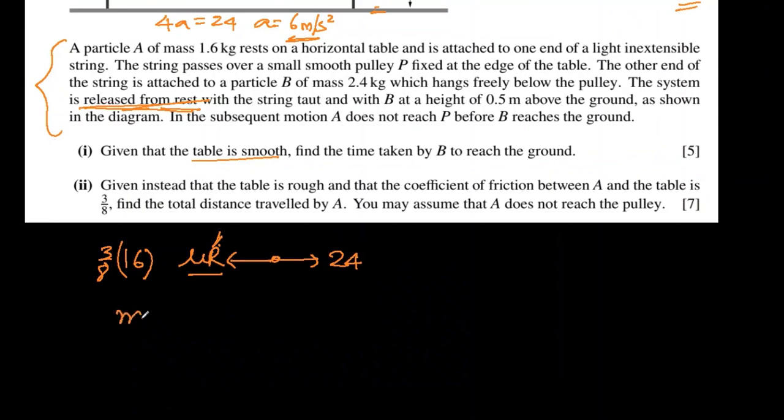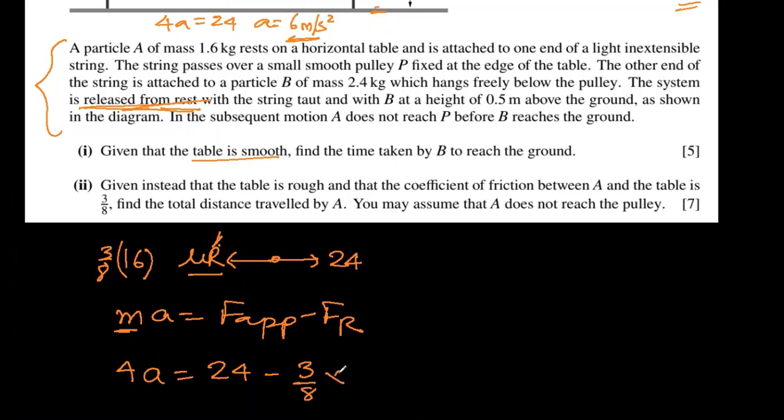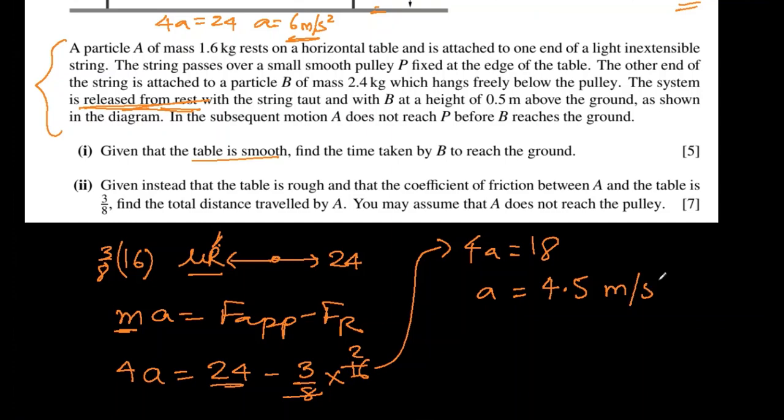So now our acceleration: ma equal to F applied minus resistive force, our acceleration will change. Both of them are moving, so their total mass was 4. 4A equal to 24 minus 3/8 of 16. We can cancel this 2. 3 times 2 is 6. 24 minus 6 is 18. Acceleration will be 4.5 meters per second square now, less than before.